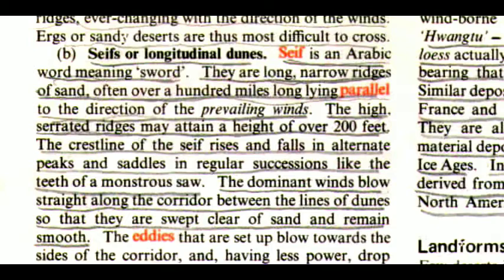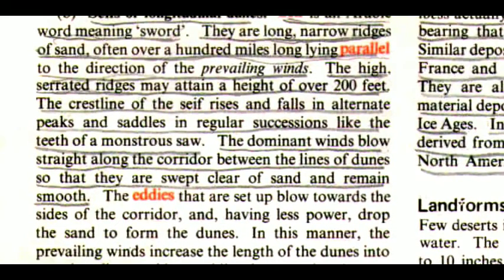The second one is seifs, or longitudinal dunes. Seif is an Arabic word meaning sword. They are long, narrow ridges of sand, often over 100 miles long, lying parallel to the direction of the prevailing winds. The high serrated ridges may attain a height of over 200 feet.